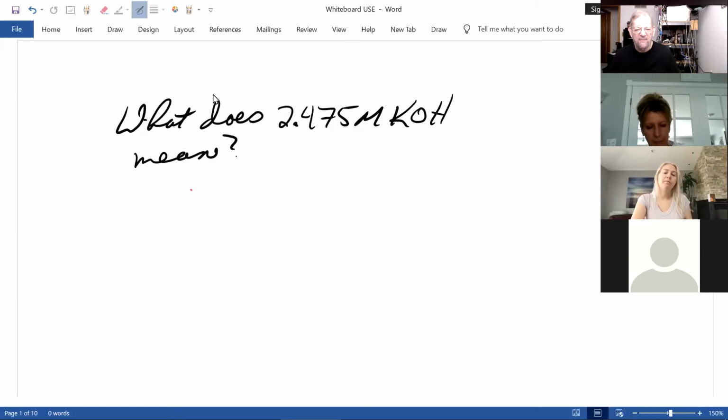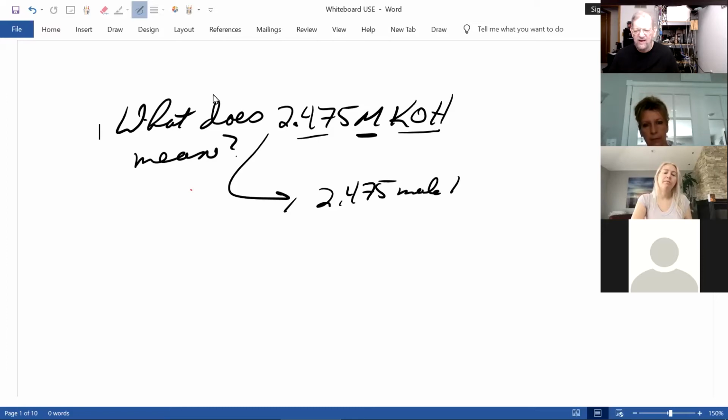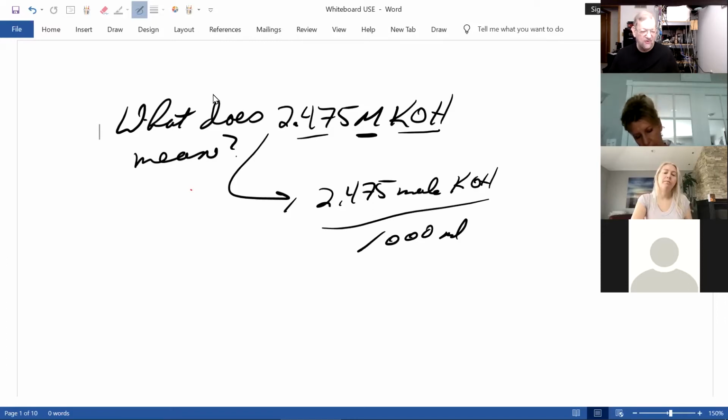What does this mean? As soon as you see capital M with a number and a structural formula, that means molarity. And what does this mean? 2.475 moles KOH per 1,000 milliliters, or you could have put a liter. Let's do another one.